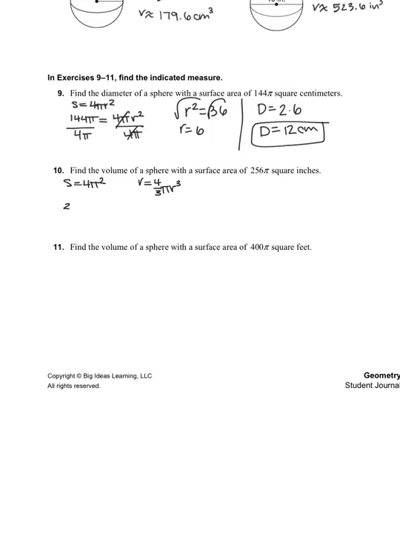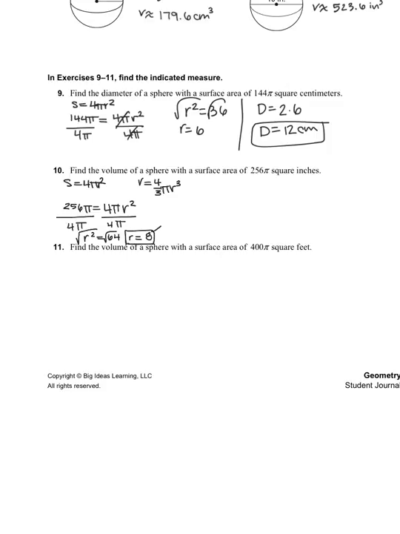So I'm going to plug that in. This is going to be 256 pi equals, and I forgot to include the r there, sorry, 4 pi r squared. Once again, I'm going to solve for my radius by dividing the 4 pi out on both sides. So then I get that r squared is equal to 64. When you simplify 256 pi over 4 pi, you get 64. Then I'm going to take the square root of both sides. I get that the radius is 8. So now I know my radius is 8.